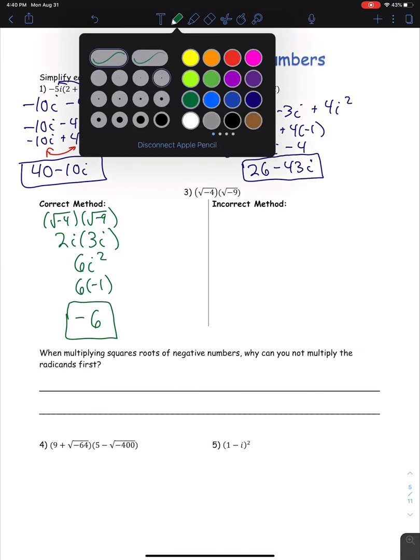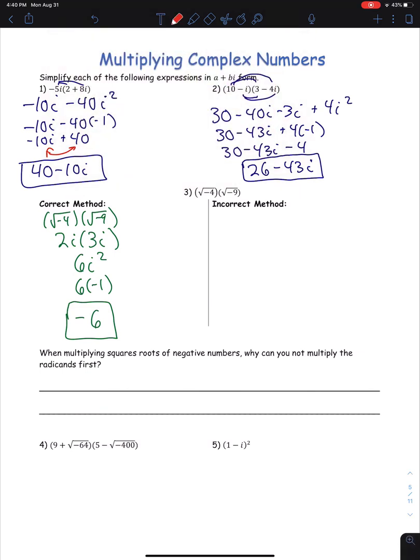Here is the incorrect way of doing this, and I see this a lot. So radical negative 4 times radical negative 9. Oh, they're radicals, so I can just multiply what's inside of the radical, the radicands. So negative 4 times negative 9 is positive 36, which is 6. You can't do that.